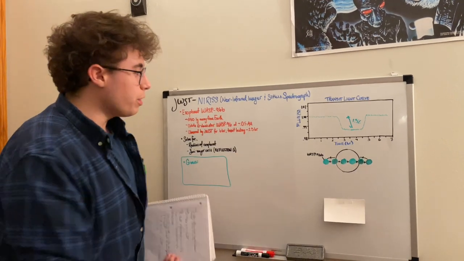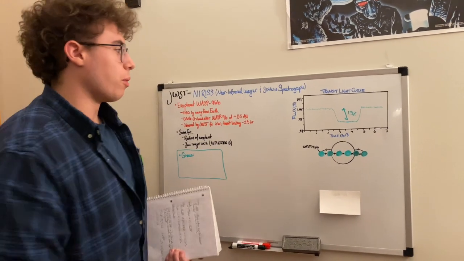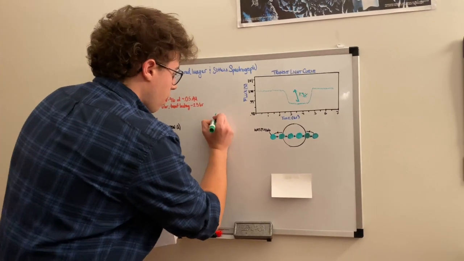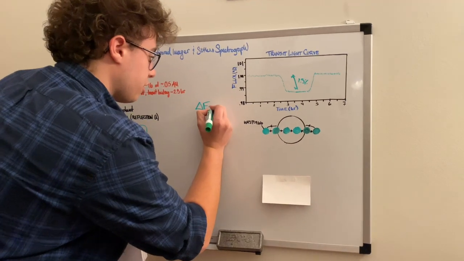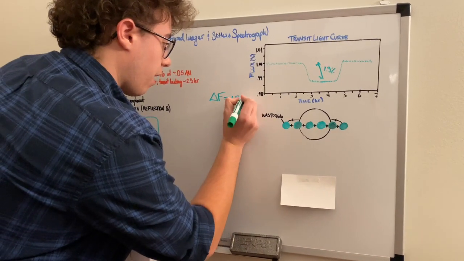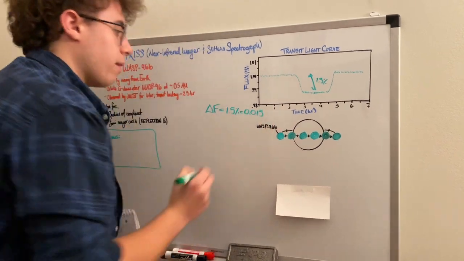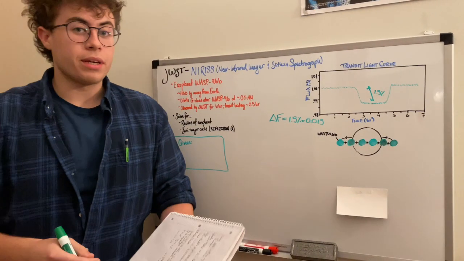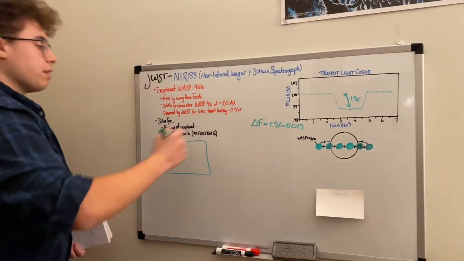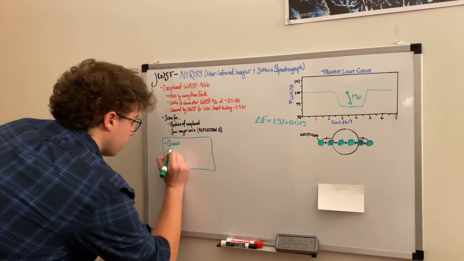So we can see from this light curve a very important thing, that we have our value of delta F, or the change in flux, being equal to 1.5%, or if you'd like decimals, 0.015. Now that's super important, and we can do a lot with this. So if we have this, let's add it to our list of givens.